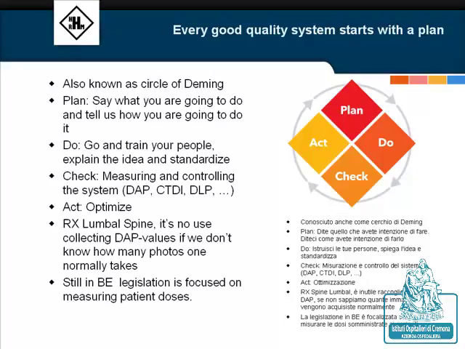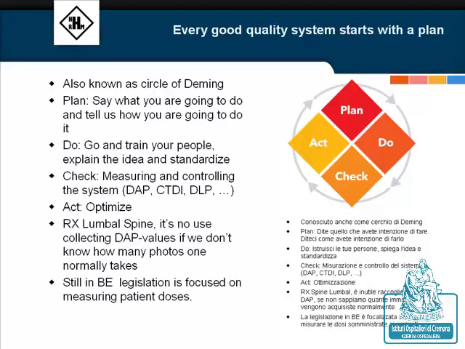And the act part is to optimize. So I give an example. If you have an RX lumbar spine, I think it's no use that you start collecting the AP values if you don't know how people work on the ward, how many photos they give. Do they use fluoroscopy? Don't they use it?